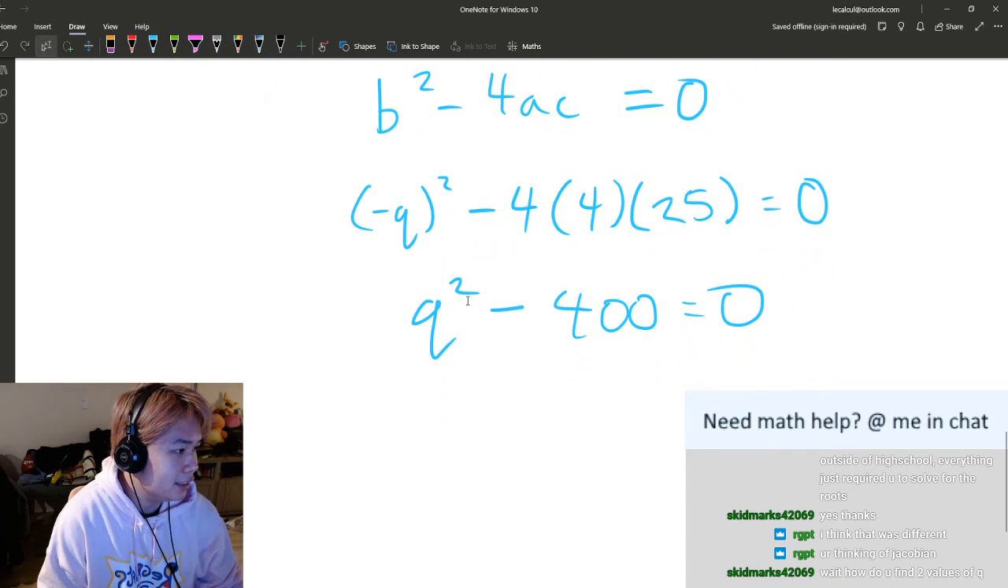Wait, how do you find two values of q? Because you're going to square root q. Or you're going to square root 400. There's two values.